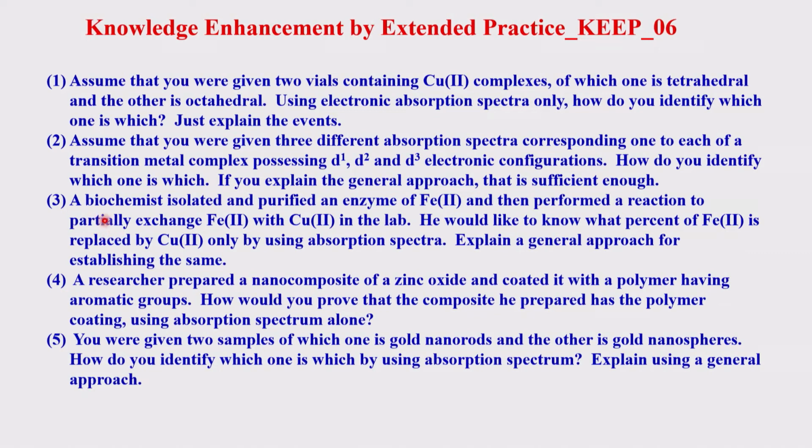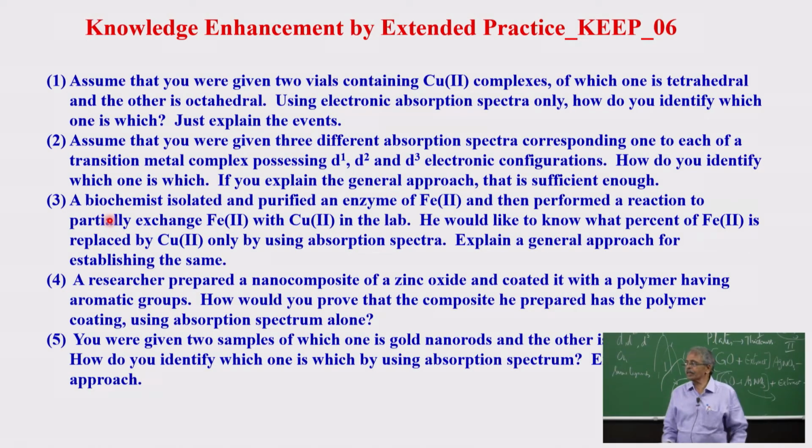Go to another one. A biochemist isolated and purified an enzyme of iron 2 plus, in the laboratory in vitro, and then performed a reaction to partially exchange iron 2 with copper 2 plus. That means not completely, partially. So now your task is, how would you know what percent of iron 2 is replaced by copper 2? Only using the absorption spectrum.